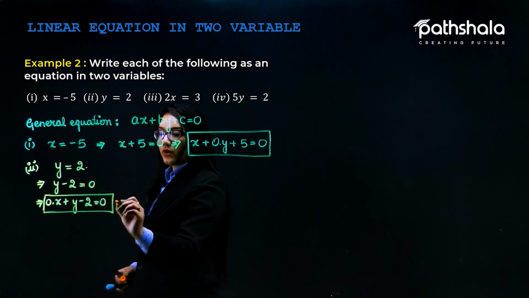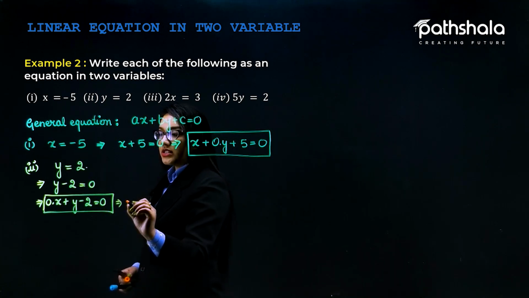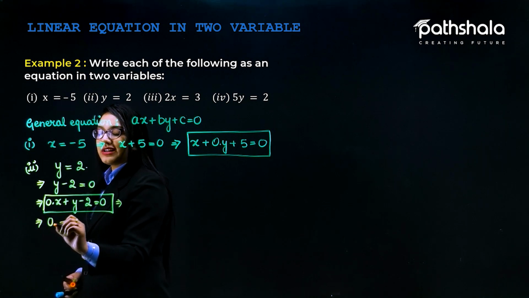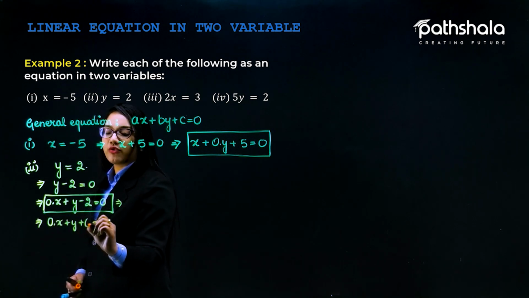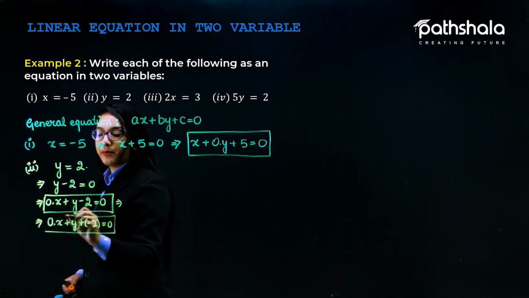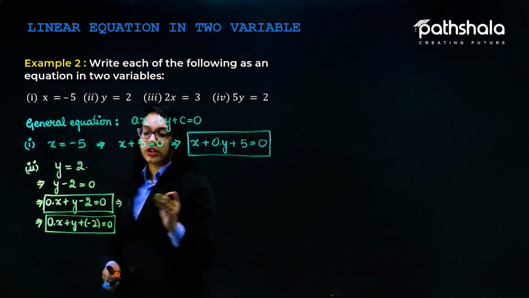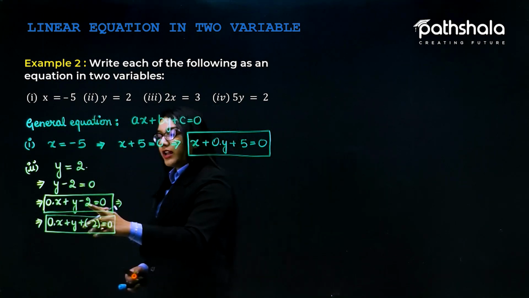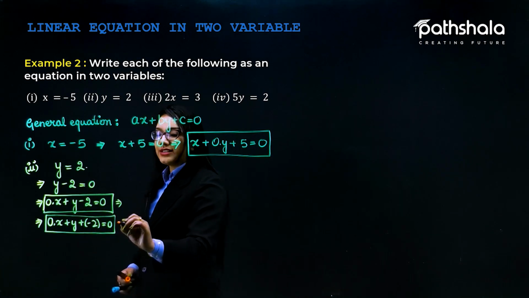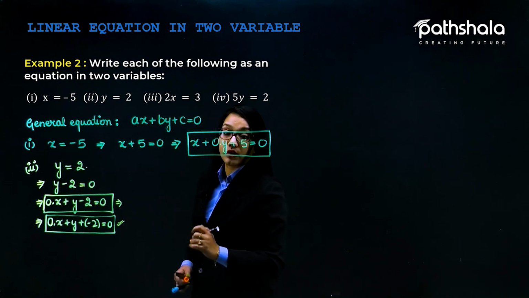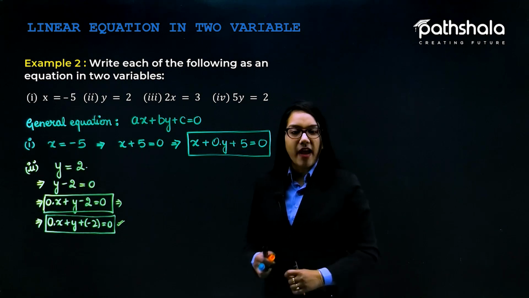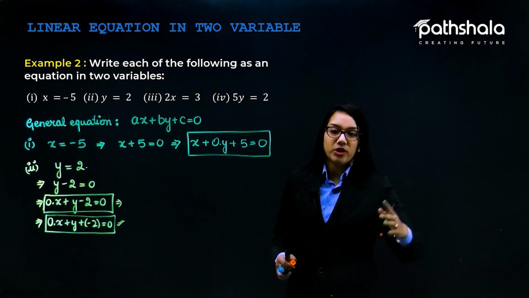Furthermore, we can also express it as 0 into x plus y plus minus 2 is equal to 0, because the operation between all the terms is always positive. So we express minus 2 as plus of minus 2, because plus minus is again minus. Hence the required result is that y is equal to 2 can be expressed as 0 into x plus y plus minus 2 is equal to 0.